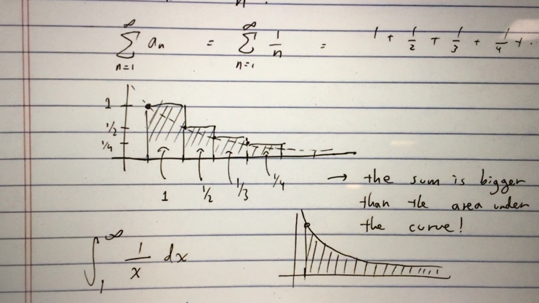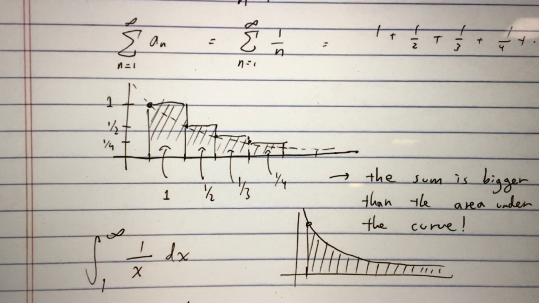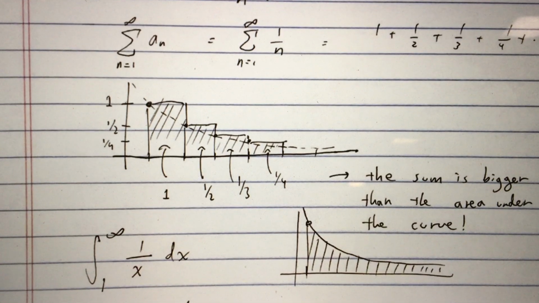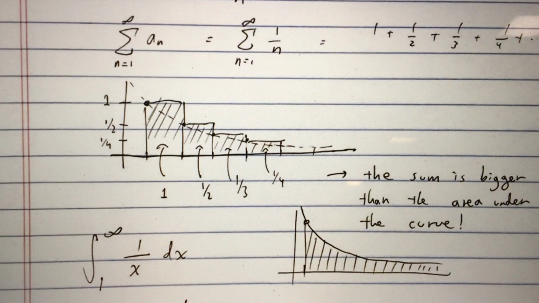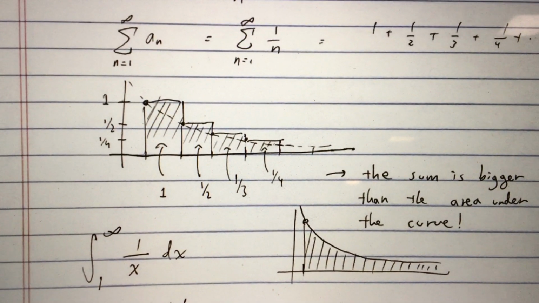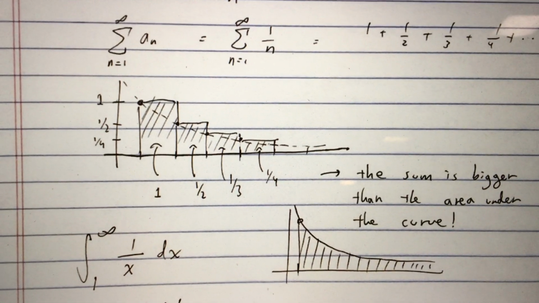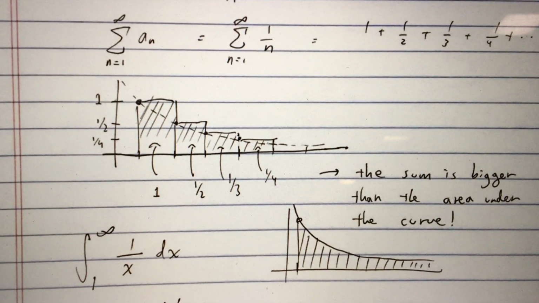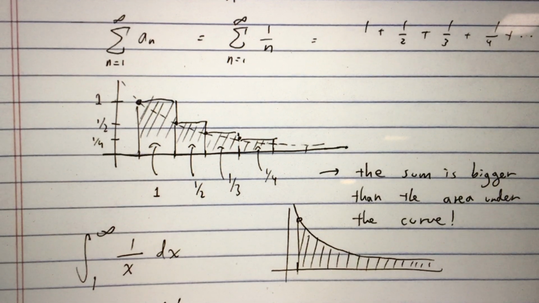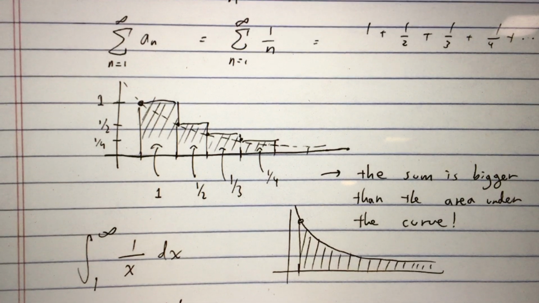So for the first one, its width is 1 and its height is 1, so the area is 1. For the second one, the width is 1 and the height is 1/2, so the area is 1/2. Third one has area 1/3, fourth one has area 1/4. That'll keep going forever. And then here's the point. The sum, 1 plus a half plus a third plus a fourth, is bigger than the area under the curve. The reason is that those rectangles stick out. The corners of the rectangles are sticking out above the curve.